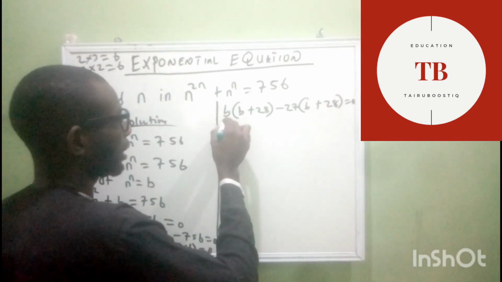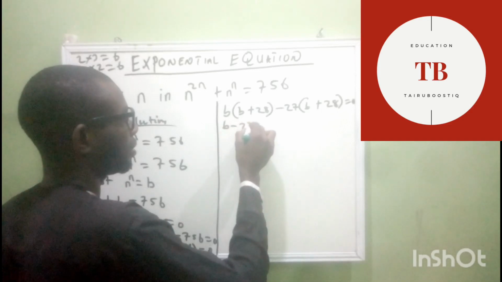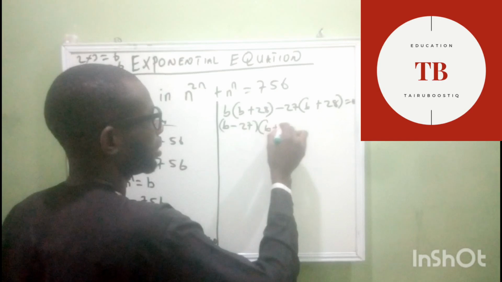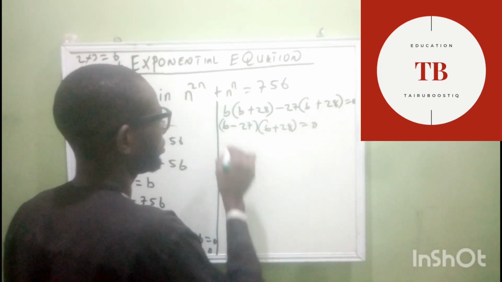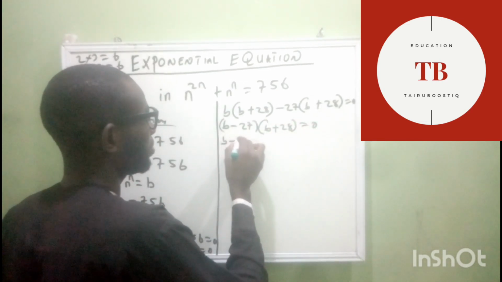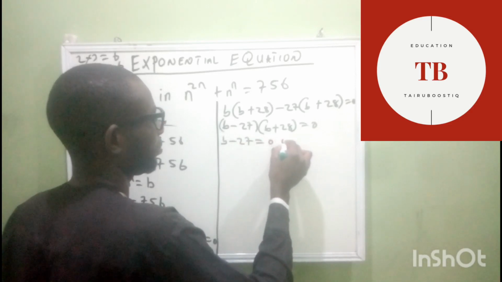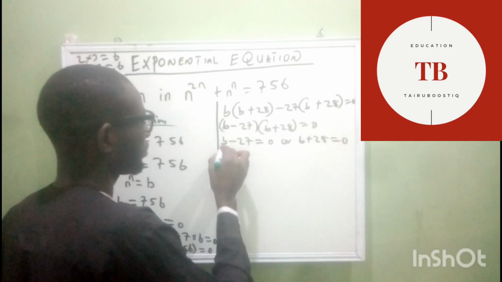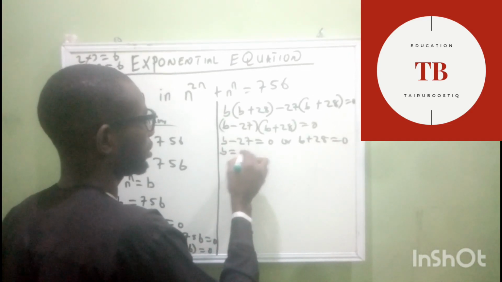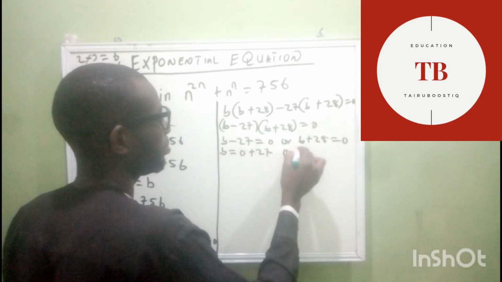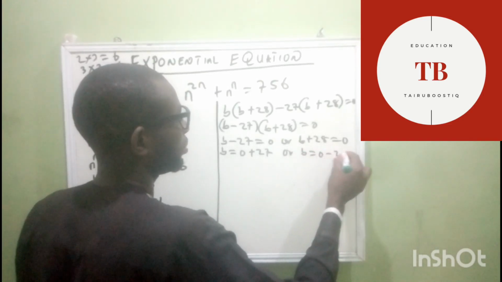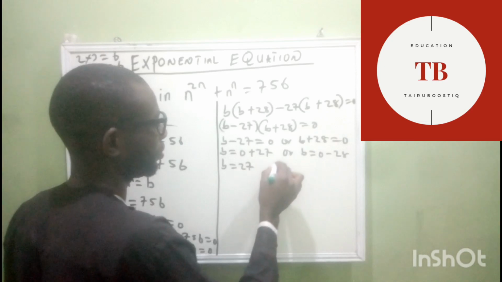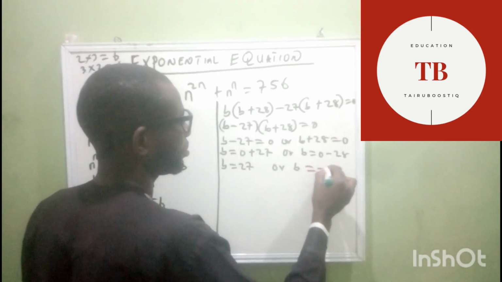At this point, I can pick b minus 27, and I'll now pick b plus 28 is equal to 0. At this side, I can say b minus 27 is equal to 0, or b plus 28 is equal to 0. So b is equal to 0 plus 27, or b is equal to 0 minus 28. Then b is equal to 27, or b is equal to minus 28.